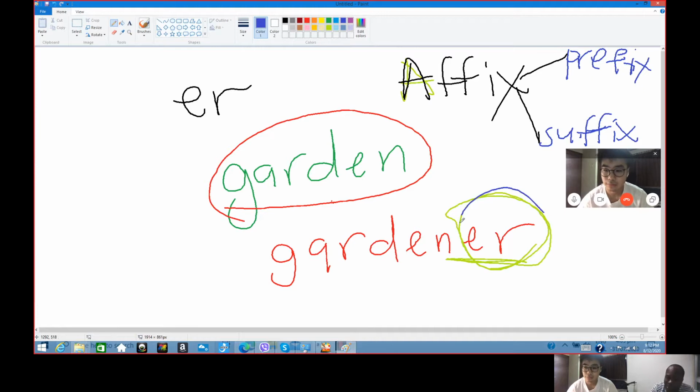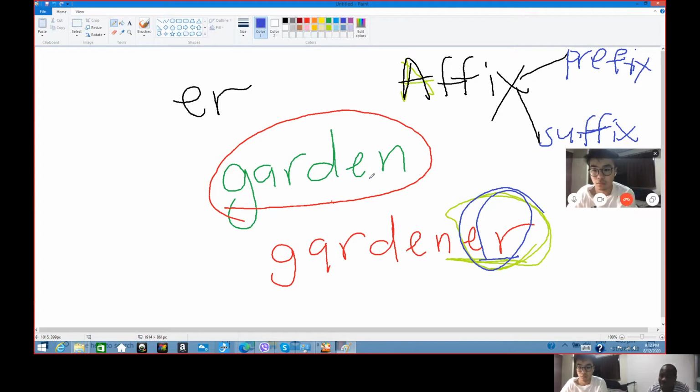So we call this one derivational because we got this from garden. Derivation is getting something from. We get water from pipe, so water is derivational. We get heat from sun. So we got gardener from garden. Therefore, the word gardener is derivational. But if you look at affixes, and we're talking about derivational, let me write the word here, so now you can understand.